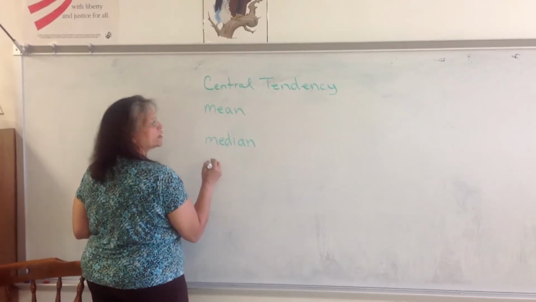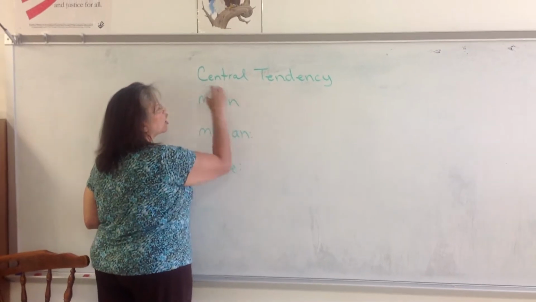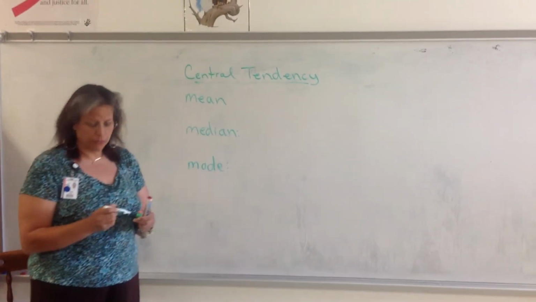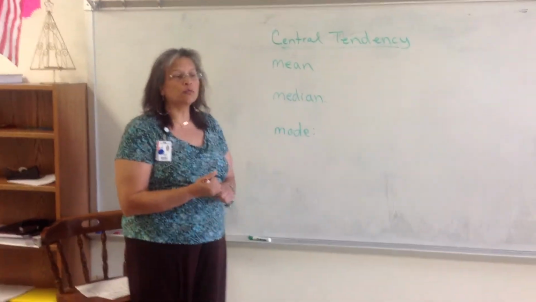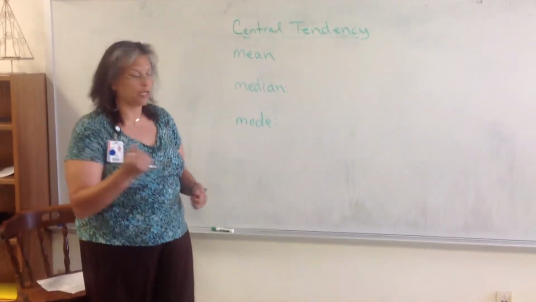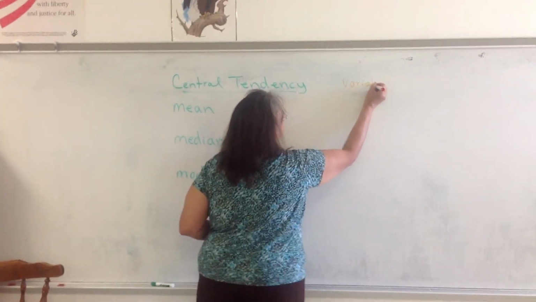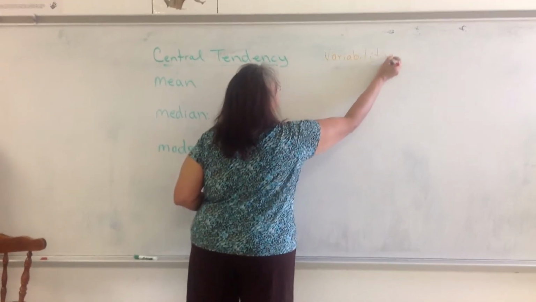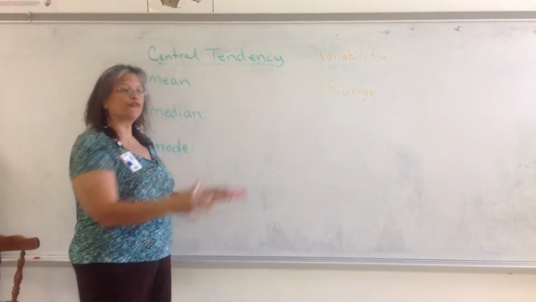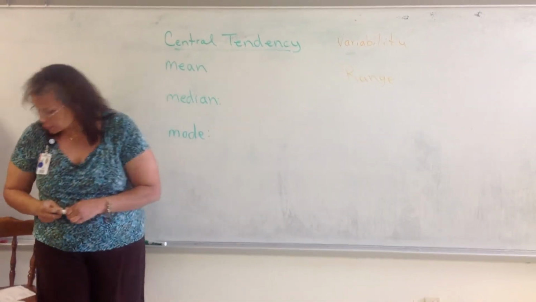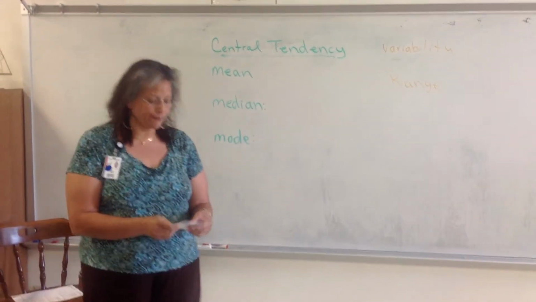In reality, we only have 3 things that actually are your central tendency. We only have 3. The 4th one is not a central tendency. It is actually called a variability, and that is the range. But we group the 4 of them together. So let's look at our little half piece of paper, and we're going to refer to this today.